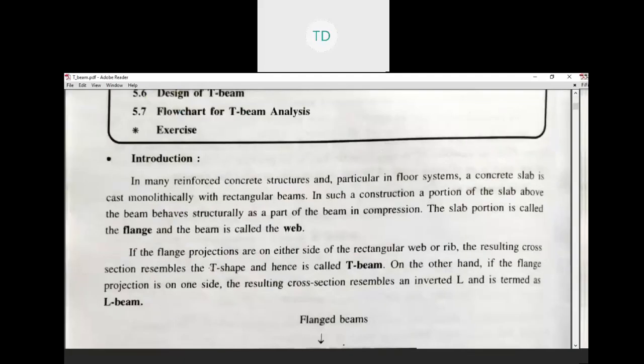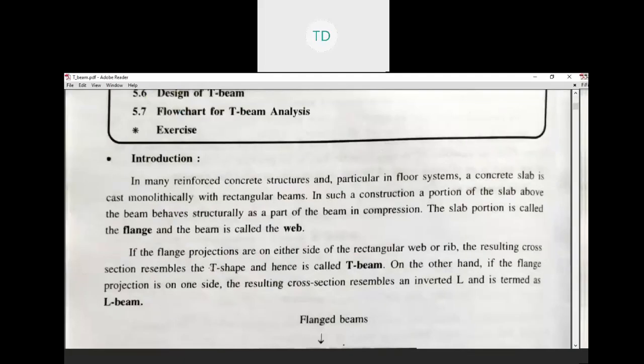The content covered in this lecture is the concept of T-beam, stress-strain diagram for T-beam, position of neutral axis to decide the type of beam, moment of resistance of beam, design of T-beam, flowchart for T-beam and analysis of T-beam. Let us start the lecture.